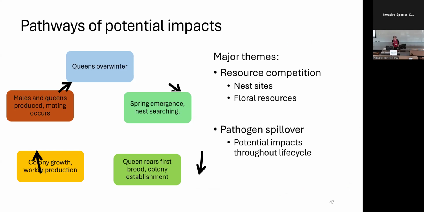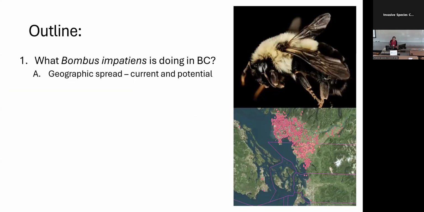Secondly, of course, you could have pathogen spillover. And various pathogens in bumblebees are very well studied and have documented impacts throughout the life cycle, doing things like reducing worker lifespan, reducing the success of overwintering of queens, or reducing the ability of queens to establish new nests in the spring.